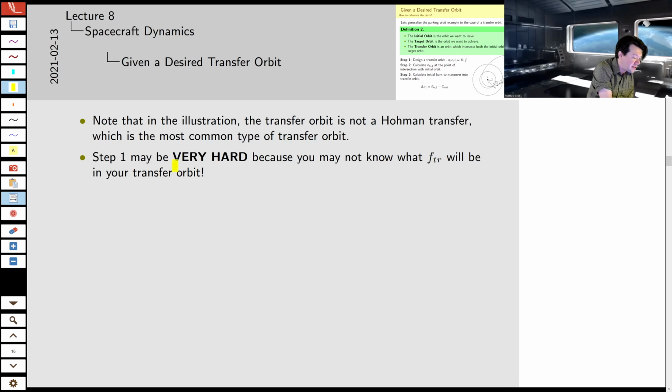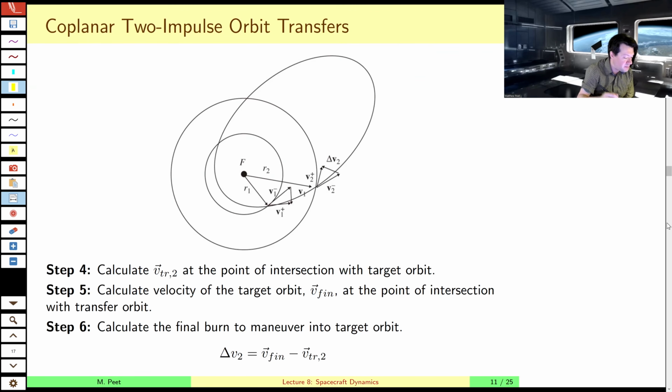Notice that calculating the transfer itself can be very hard because, of course, you may not know what the times will be on your transfer orbit. It's a very, very difficult problem, actually, in general. Again, we'll consider the special case of the Hohmann's, where it's much easier. But generally speaking, step 1 is the hardest.